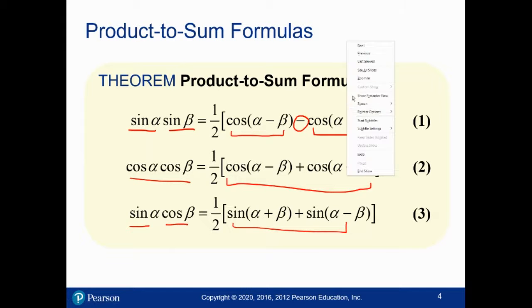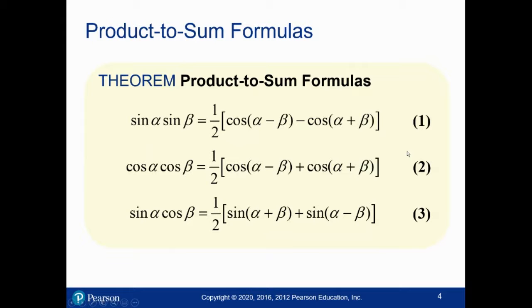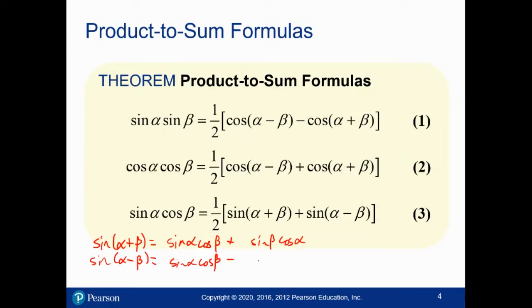So clearing out my marks, I'm just going to justify the last one. You can imagine, once we see how this one is derived, you can see how the other ones are going to happen. So we know that the sine of alpha plus beta is sine alpha cos beta plus sine beta cos alpha. On the other hand, the sine of alpha minus beta, if you look at the difference formula for sine, is going to be sine alpha cos beta minus sine beta cos alpha.